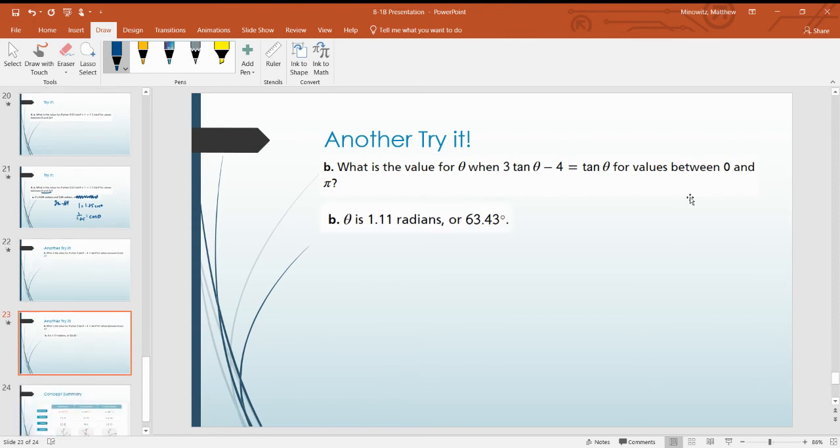Okay, one angle, 1.11 radians, 63.43 degrees in quadrant 1. Okay, I subtract tangent of theta from both sides and add 4. So I wind up with 2 tangent theta equals 4. I divide and get tangent theta equals 2. And then take the inverse tangent of 2. I see this is positive, so that I know I got to be in the first quadrant, and it gives me 1.11 radians.